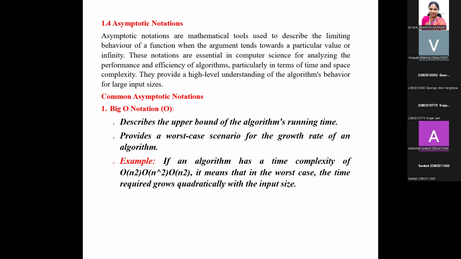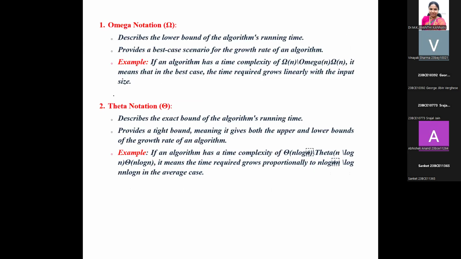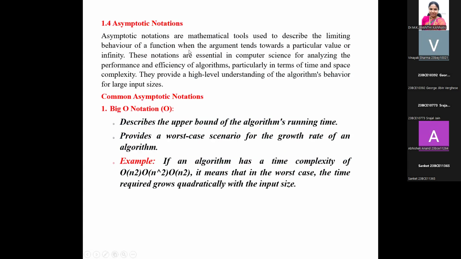So that is called best case, and the minimum time they are taking to complete the exam is the lower bound. They got all the questions well known to them. So that is called best case.